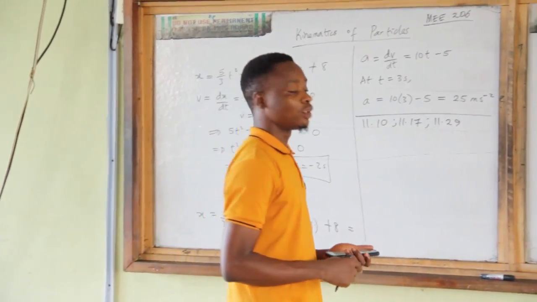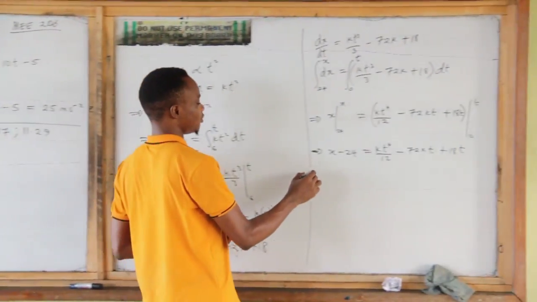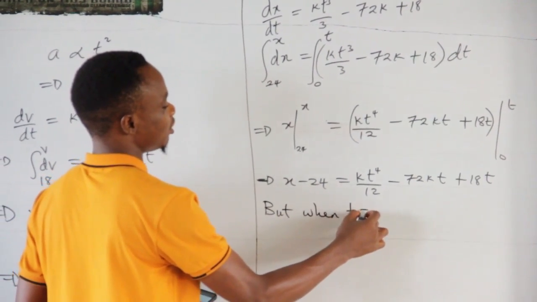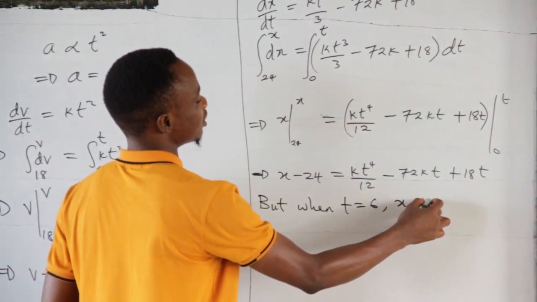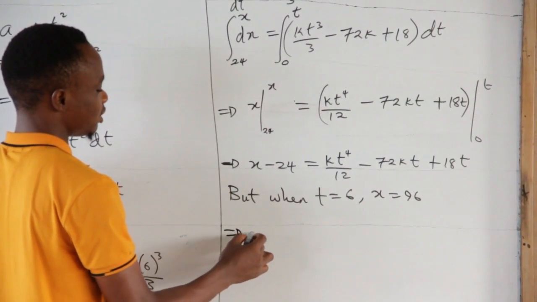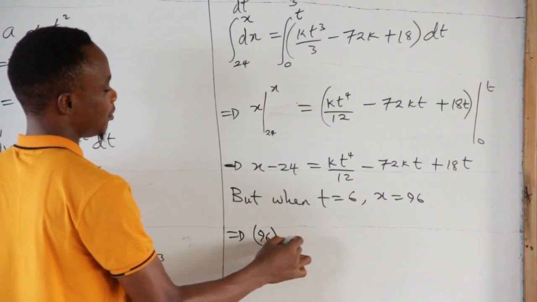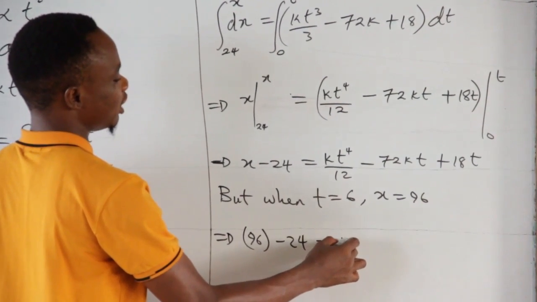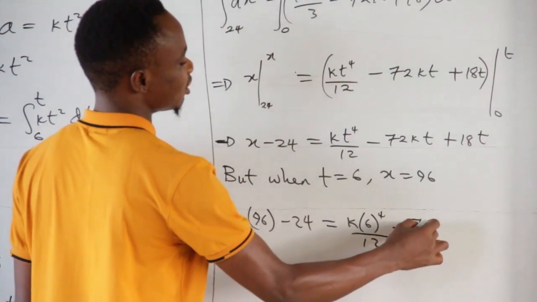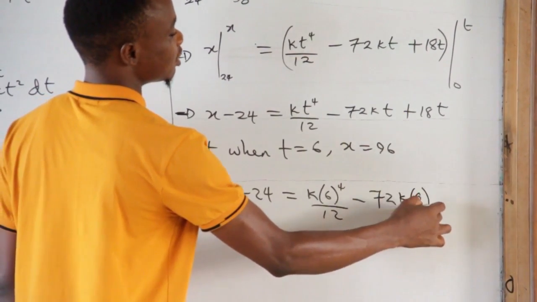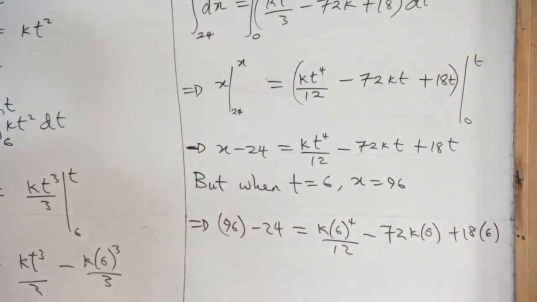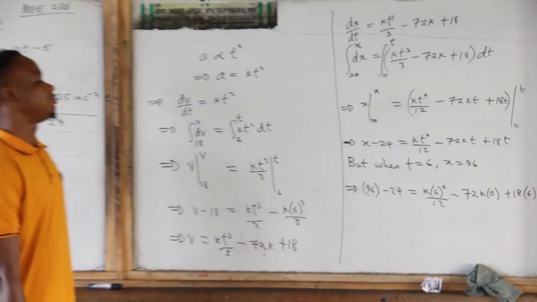Do you understand that? Okay, so when t equals 6, x equals 96. With this, I will substitute here: 96 minus 24 equals k times 6 to the power 4 over 12, minus 72k times 6, plus 18 times 6. Does that make sense? So you can have this simplified.